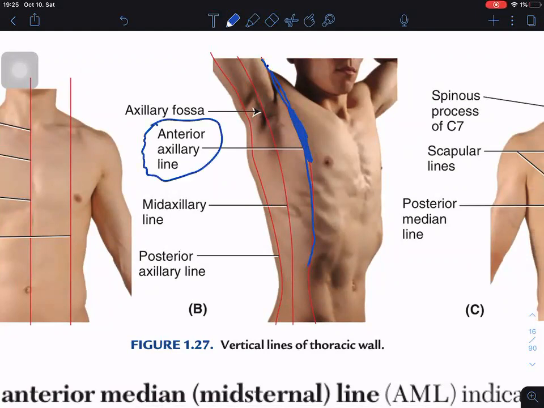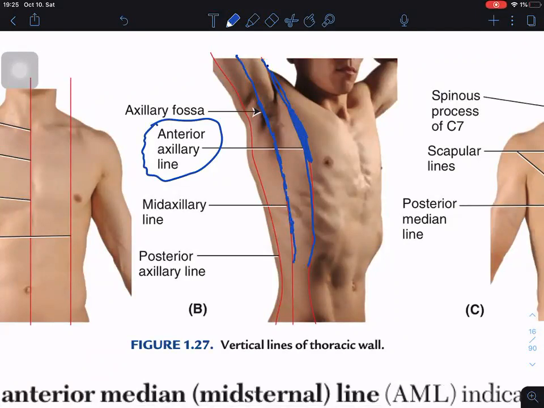Then more posteriorly and laterally, we can draw a line passing through the middle of the axilla, or let's say the apex of the axillary fossa. And this guy is going to be the mid-axillary line.